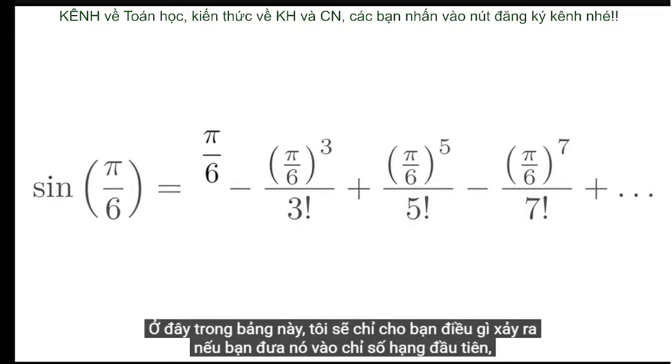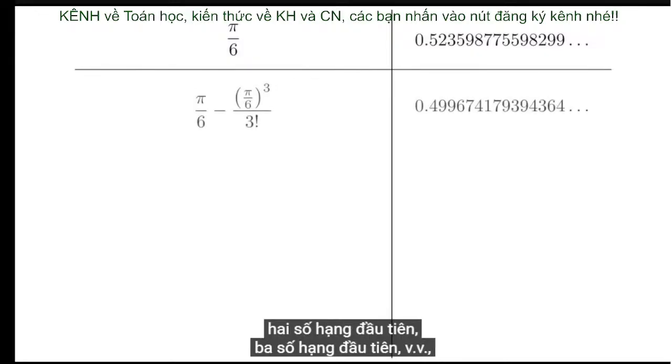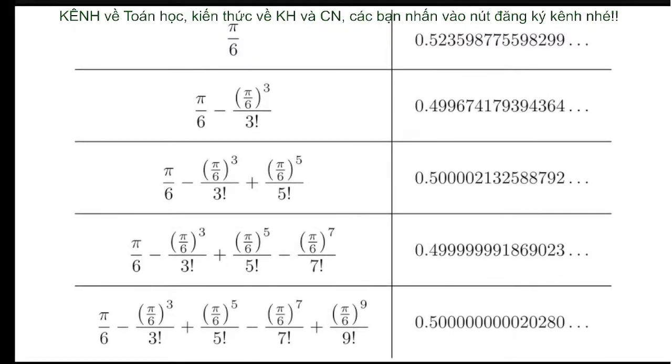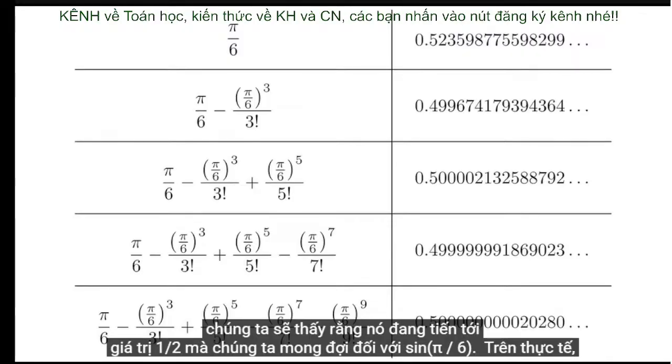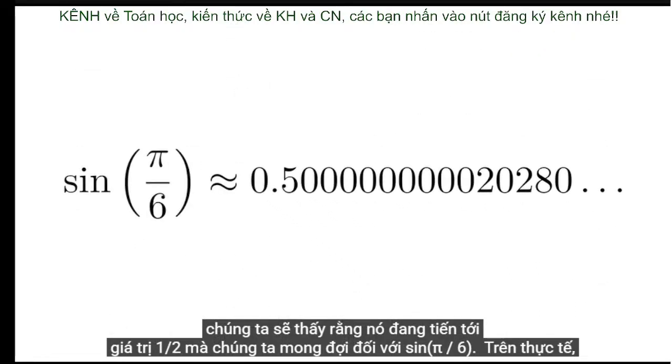Here in this table, I'll show you what happens if you plug it into just the first term, the first 2 terms, the first 3 terms, and so on. And what we see is that if we plug this into not that terribly many terms, we already get that this is approaching the value of 1/2 that we expect for sine of pi over 6.